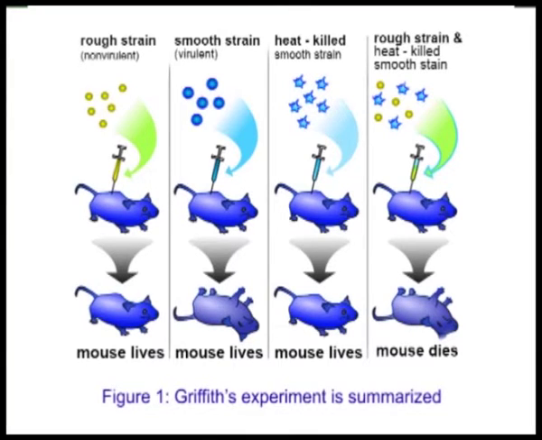However, mice injected with a mixture of heat-killed virulent cells and live non-virulent cells did die. Furthermore, live cells could be recovered from the dead mice. These cells gave smooth colonies and were virulent on subsequent injection. Somehow, the cell debris of the boiled S cells had converted the R cells into live S cells. The process is called transformation.